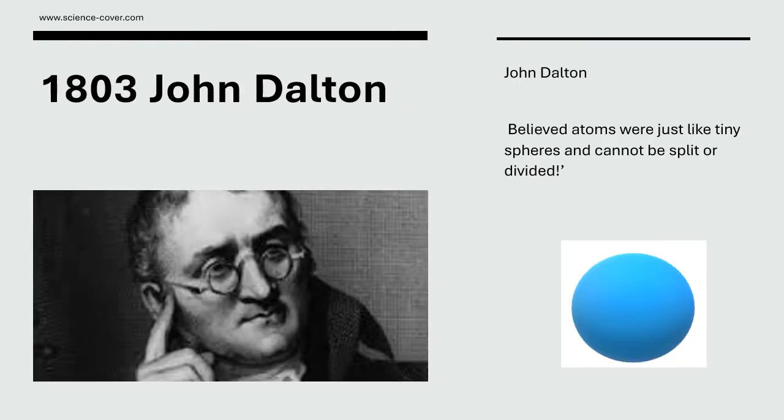Over 2,000 years later, in 1803, John Dalton suggested that atoms had a spherical structure and that they could not be split up or divided into anything smaller. He believed that each different material was made out of a different type of atom.